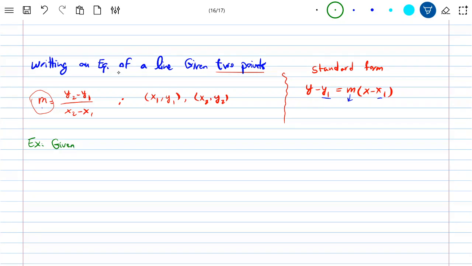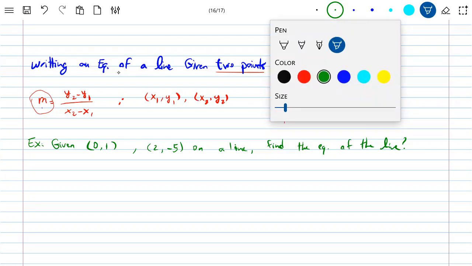Given 2 points, let's pick (0, 1) and (2, -4). Let me change it to -5. On a line, find the equation of that line. Okay, so you have 2 points on the line. If you're given 2 points, you can always draw a unique line through those 2 points. So there is one line that goes through these 2 points. We want to find the equation of that line.